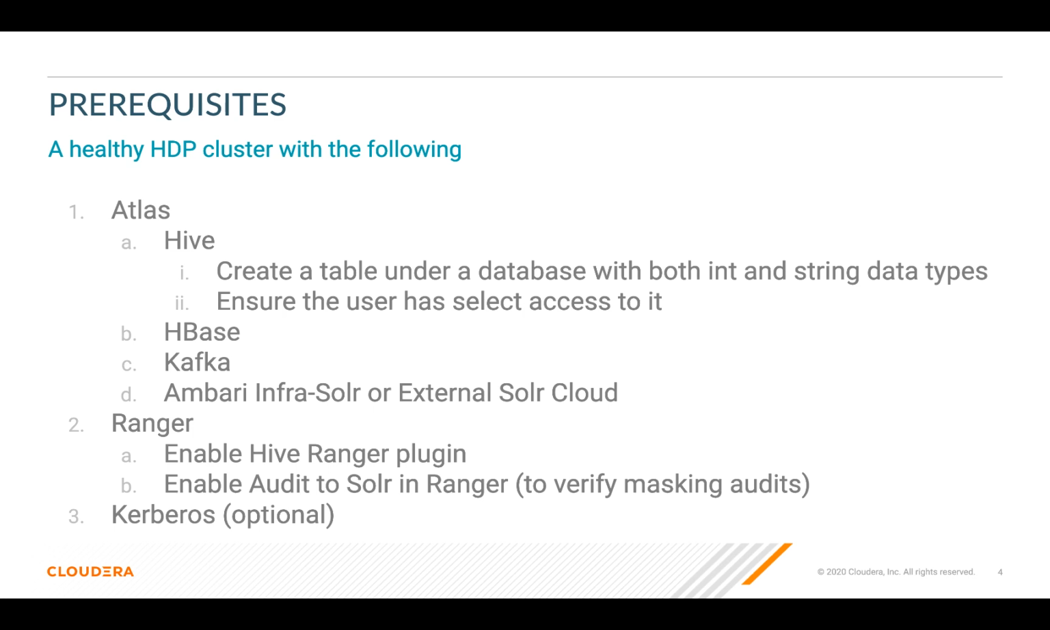Prerequisites for today. We need a healthy HDP cluster with the following components: Atlas, Ranger. If you have Atlas, you will of course have Hive, HBase, Kafka, and Infra Solr or an external Solr cloud. Your Hive should have a couple of tables and databases so that we can enable masking on them. Ranger should have the Hive plugin enabled and also the audit to Solr feature enabled so that we can verify the masking audits once we have performed the select operation. Kerberos in your HDP cluster is an optional feature.